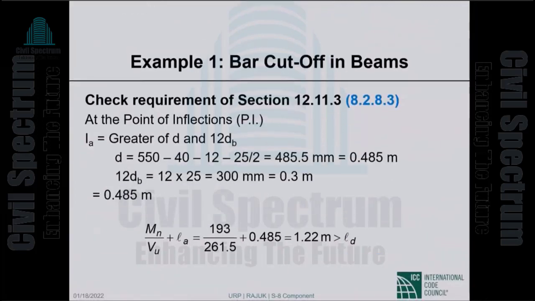So at the point of inflection, L sub A is the greater of d or 12 bar diameters. d in our case is 485.5, 12 bar diameter is 300, so this governs. So M sub n over V sub U plus L sub A is 193 over V sub U of 261.5 plus L sub A of 485, that is 1.22 meters. The development length cannot exceed 1.22 meters. Our development length of 485 is way less than 1.22 meters. So we are fine.